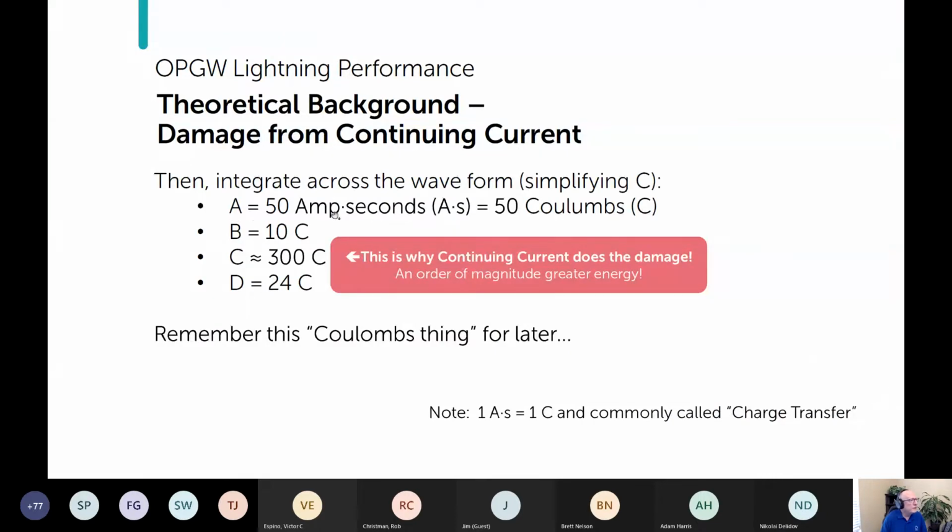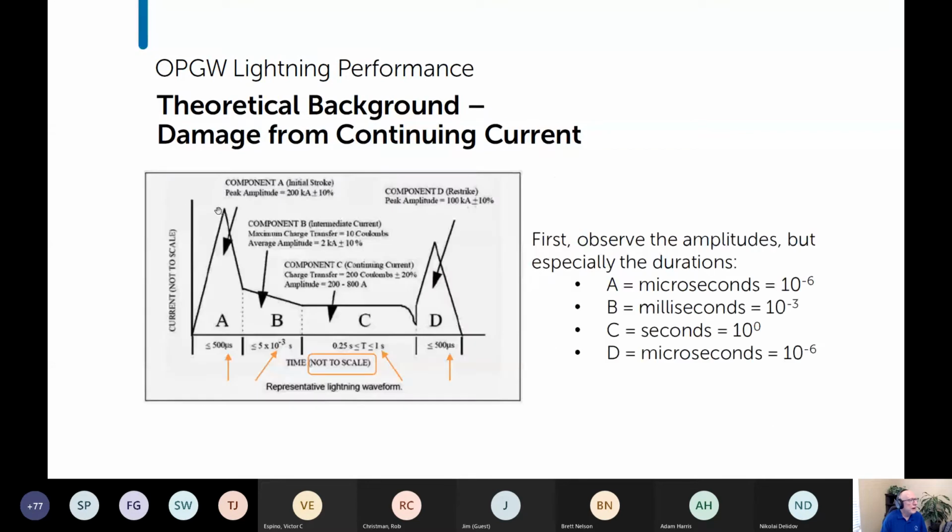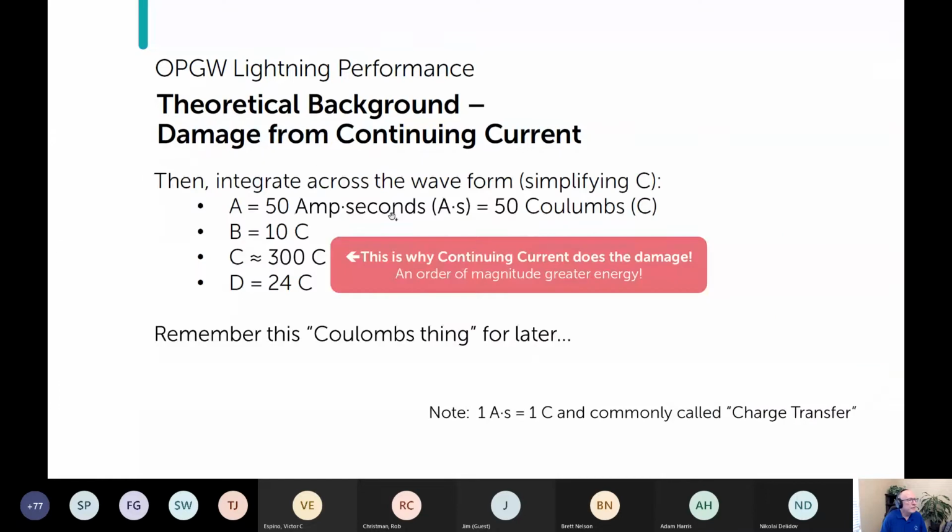Because amplitude is in amperes on the y-axis, and the x-axis is in seconds. So if you integrate it, you're getting the area, and that gets you amp seconds. And we define 1 amp second equals 1 coulomb. This is often referred to as charge transfer. So 50 coulombs for the A component. The B component, the intermediate current, is 10 coulombs.